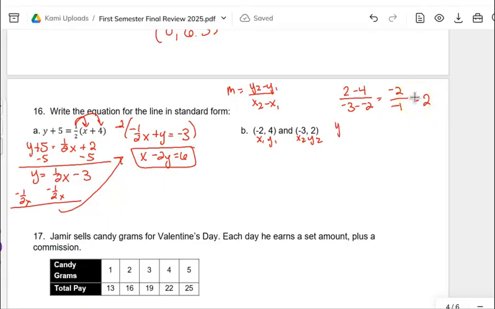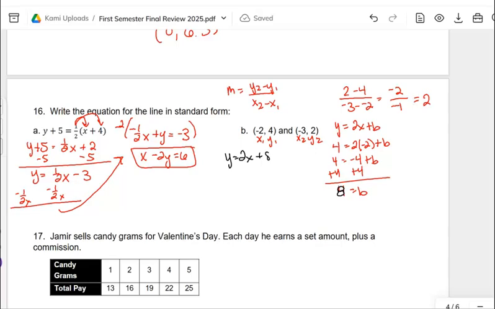Now I'm going to put y equals 2x plus b. I'm going to pick one of these points to plug in for y and x to solve for b. So I'm going to do 4 equals 2 times negative 2 plus b. 4 equals negative 4 plus b. Add 4 to both sides. b equals 8. I'm sorry, 4 plus 4 is 8.